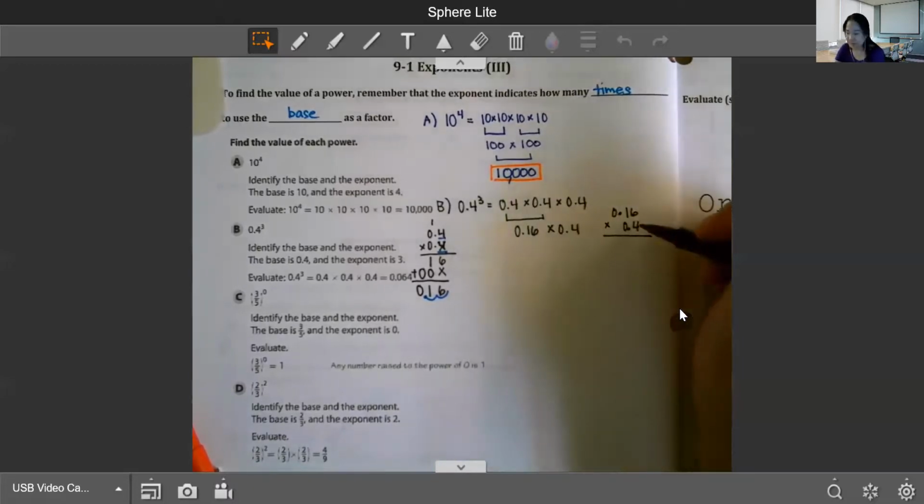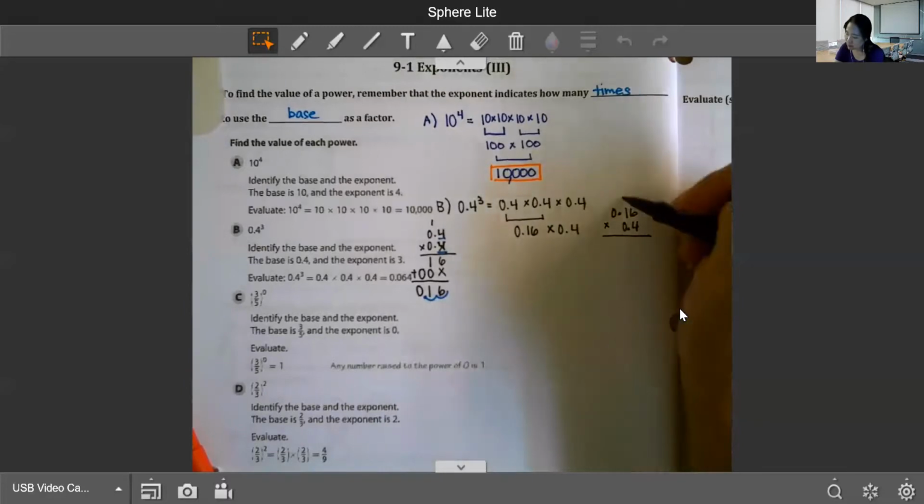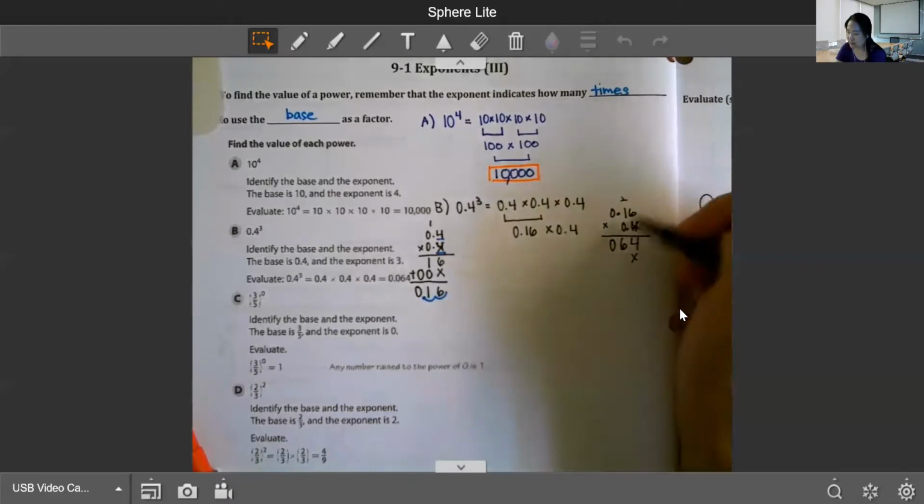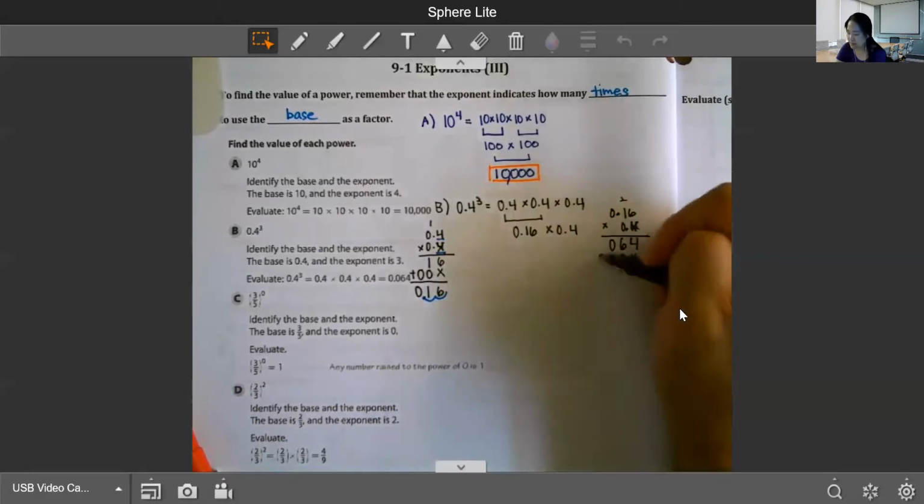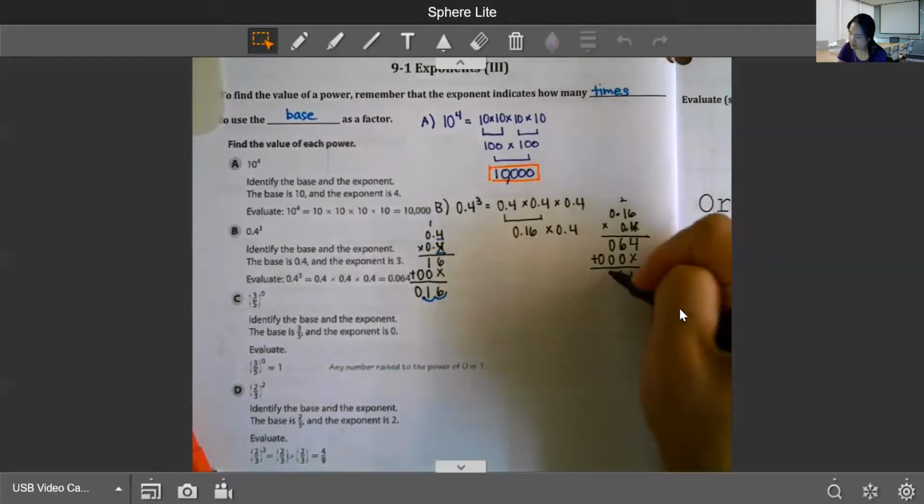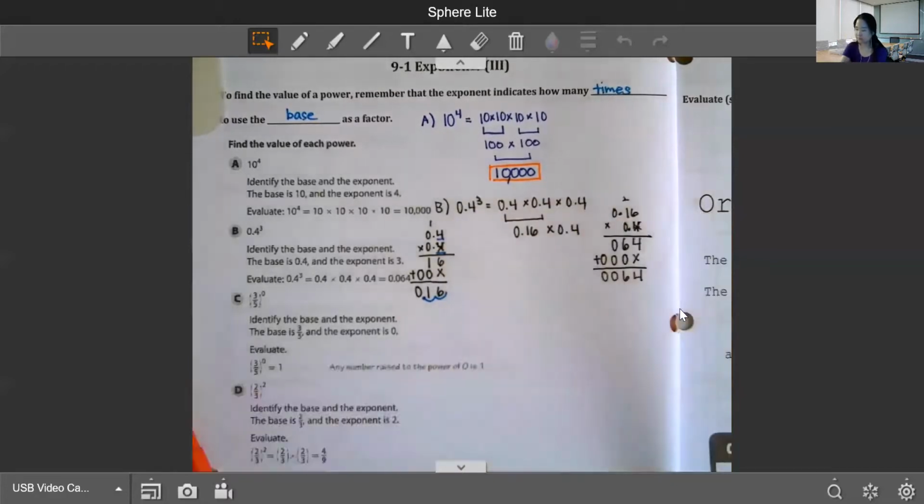Okay, so let's multiply. 4 times 6 is 24. 4 times 1 is 4 plus 2 is 6. 4 times 0 is 0. X out for the placeholder. 0 times 6 is 0. 0 times 1 is 0. 0 times 0 is 0. Add them up. 4, 6, 0, 0.